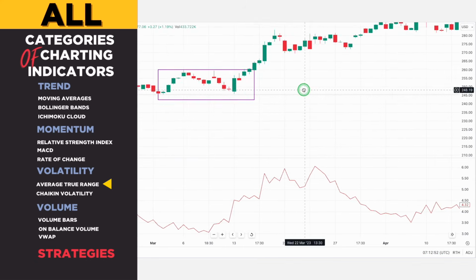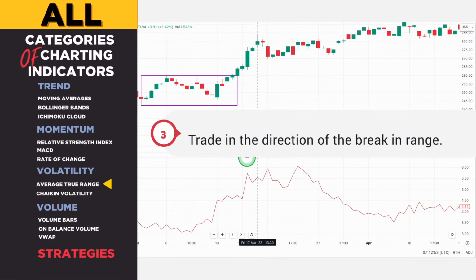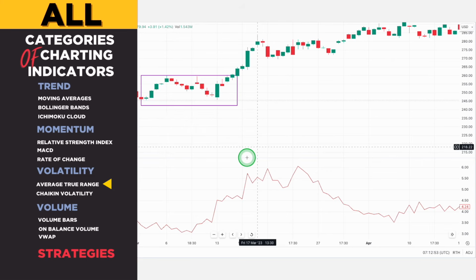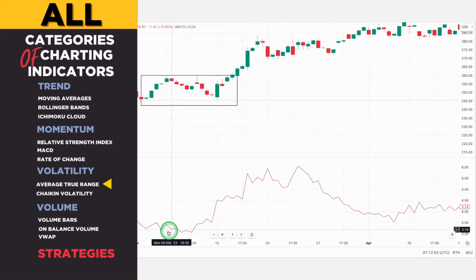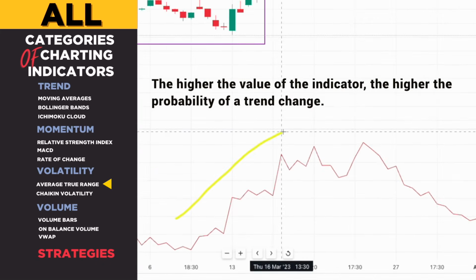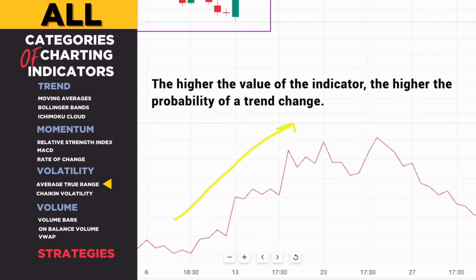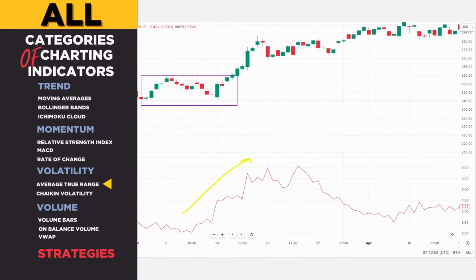The last thing is to go ahead and trade that breakout of that range. When the market does start to break out of the trading range in either direction, that's when you're going to take the trade and capitalize on the potential explosive move. You're going to start to see that volatility increase and the average true range start to move upwards.